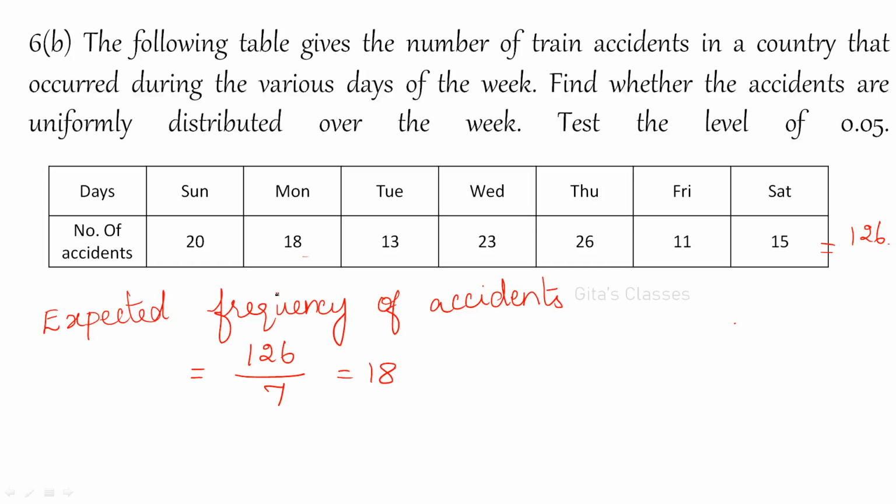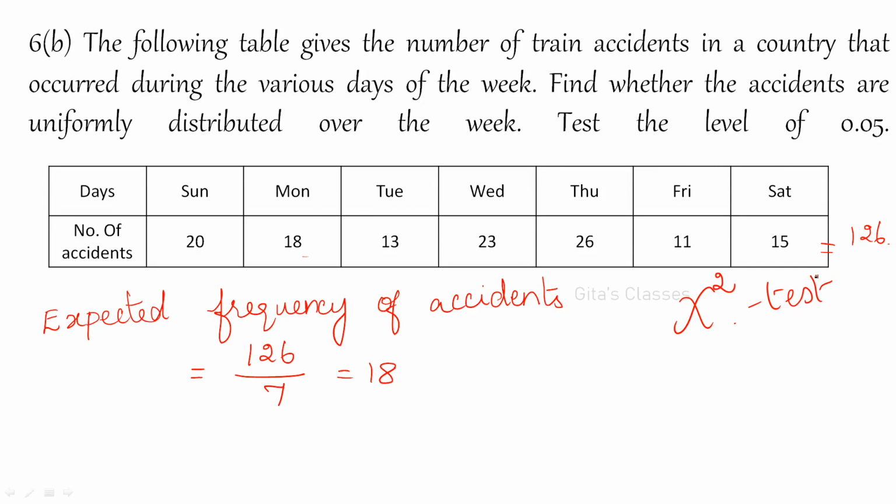Next is, the following table gives number of train accidents in a country that occurred during the various days of the week. Find whether the accidents are uniformly distributed over the week or not, at the level of significance 0.05. This is to be done by chi-square test. It is called chi-square test. And it is a small sample because 7 values are given. So it is a small sample. And you are asked to find out whether it is uniformly distributed or not. So these kind of problems have to be done by using chi-square test.